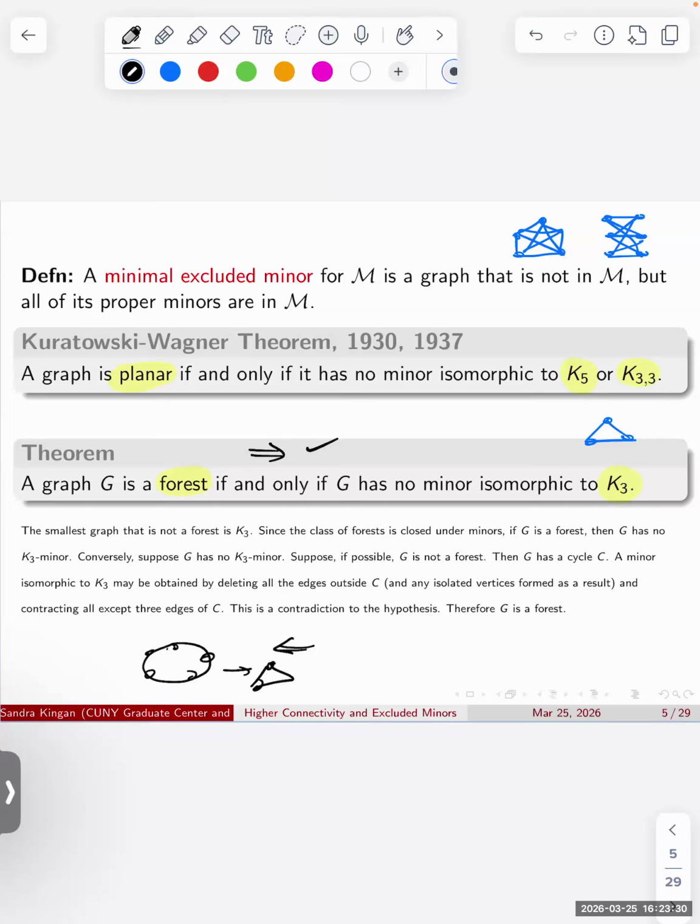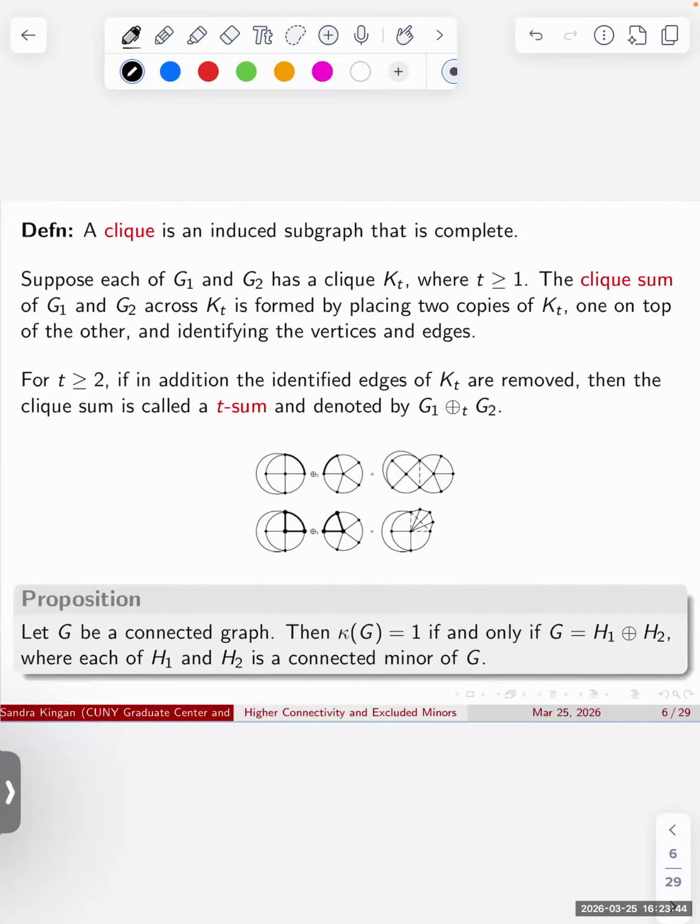It's more of an observation than a theorem. Any questions so far? Is this good? So this is practically the first excluded minor result that is done. Okay. Just please stop me anytime, okay?